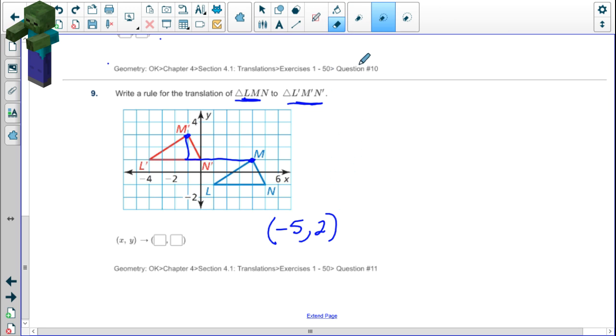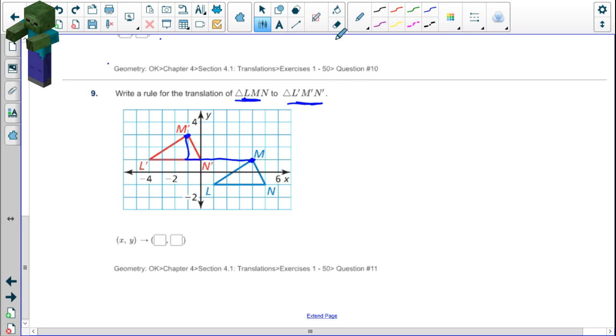This is not the way we are to write this. I apologize. We have to write it like this. What are we doing to the x? We're subtracting 5. And then what are we doing to the y? We're adding 2. So that's what needs to go in the blank. Sorry, it's a different style than the vector.